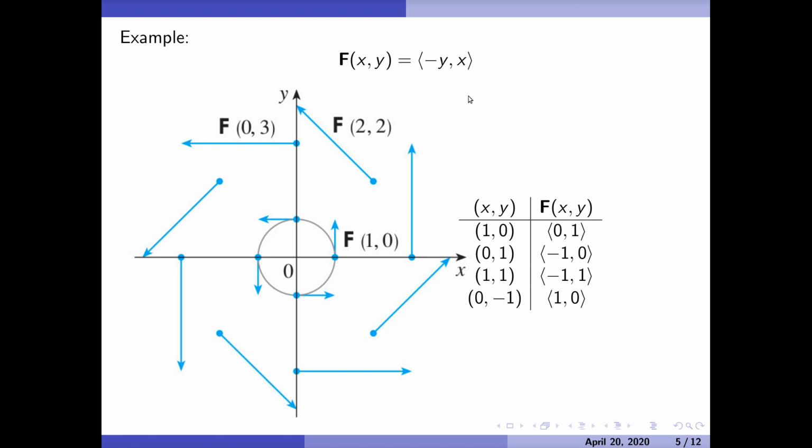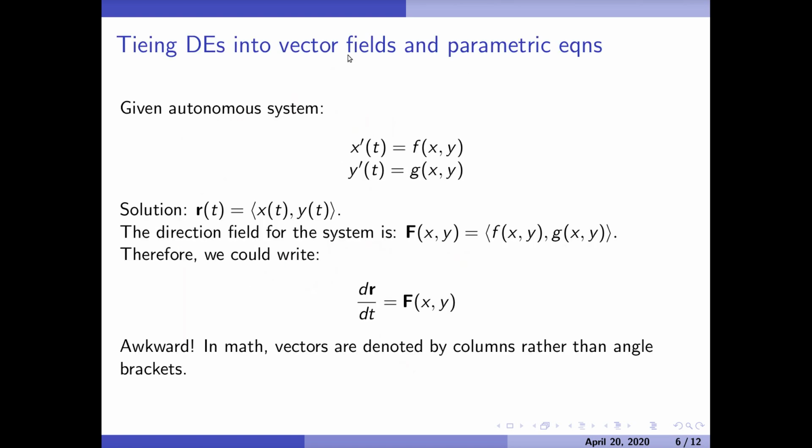Okay, so that's actually tying the vector field into the parametric equations. So if we have x prime and y prime defined in terms of x and y, right, then the solution to the system is some set of parametric equations x and y that satisfy this relationship. Okay, and so the direction field for that system is, like I was just saying, little f and little g. Okay, so therefore we can write dr over dt in terms of our vector field.